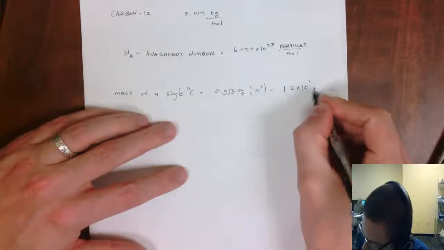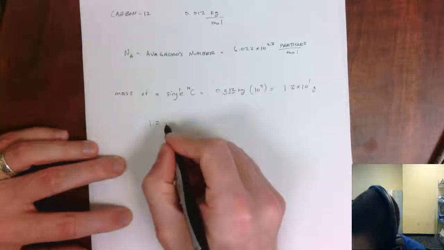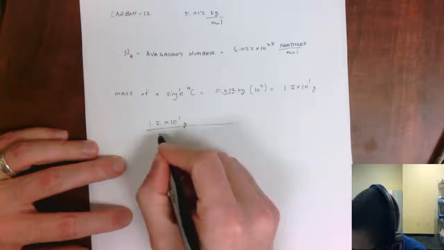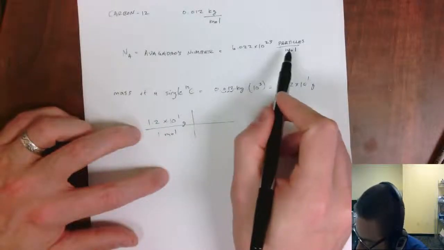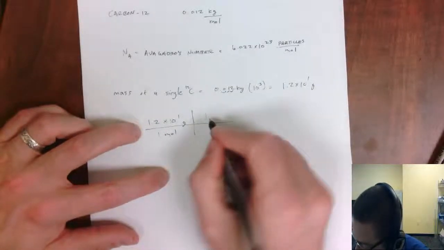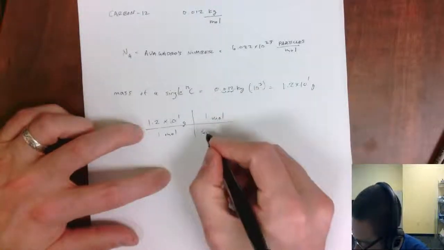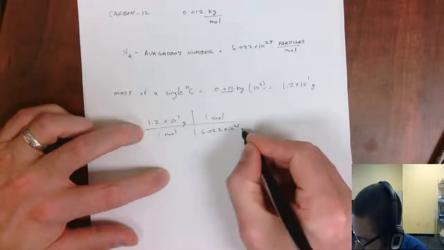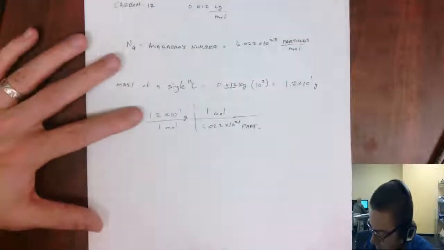Right, so yeah. And so that'd be grams per mole. So now to convert grams per mole, this is 1.2 times 10 to the first grams per 1 mole. And then I want to use this idea that 1 mole, and I want to put moles on top so I can cancel it out, is 6.022 times 10 to the 23rd particles. Now, I would divide those.